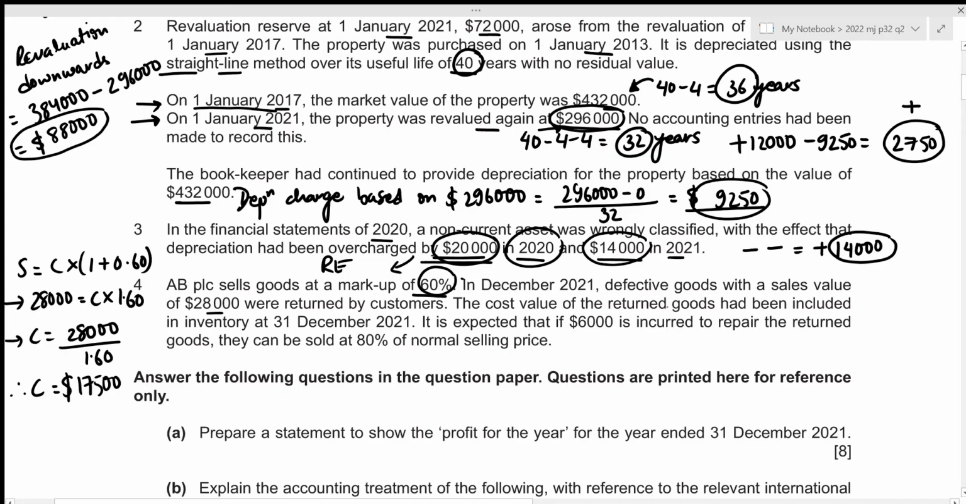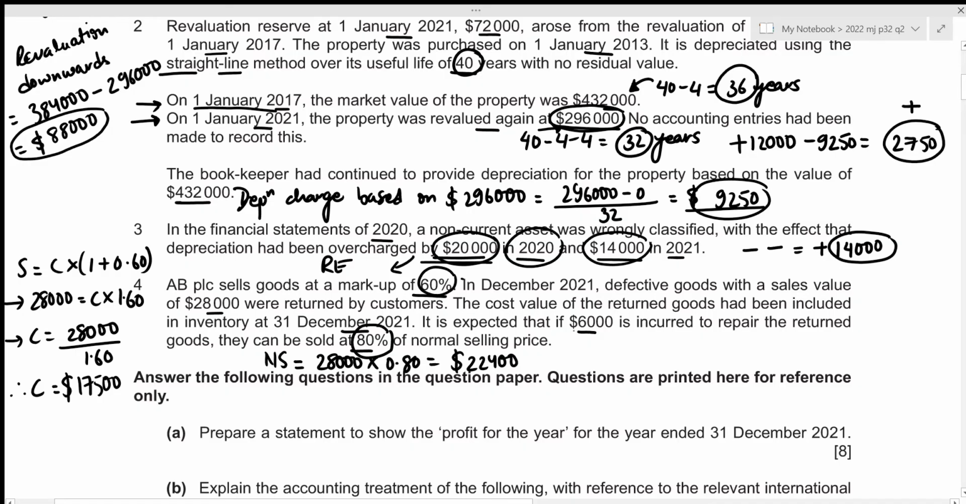Alright, then the cost of the value of the returned goods had been included in inventory at 31st December 2021. It is expected that if 6,000 is incurred to repair the returned goods, they can be sold at 80% of the normal selling price. So let's figure out the new selling price. That is just going to be 80% of the previous price. So that's 28,000 times 80%, which results in the amount of 22,400.